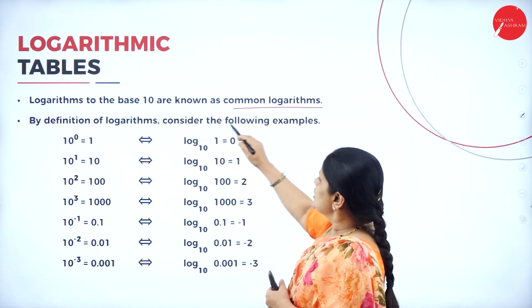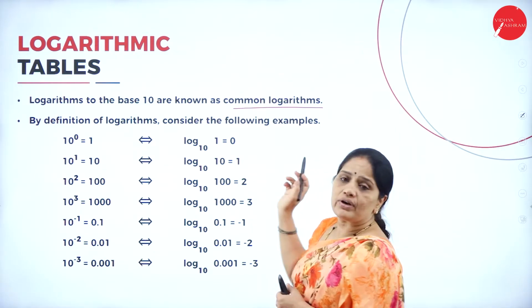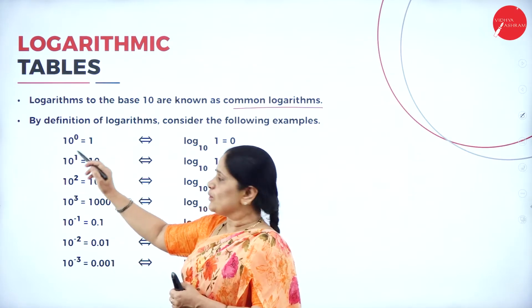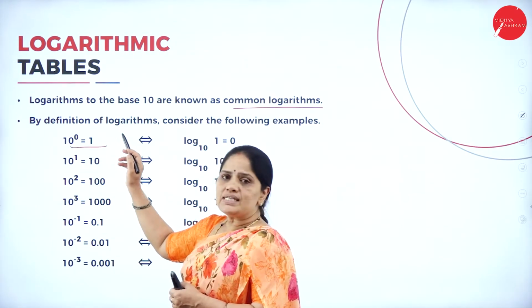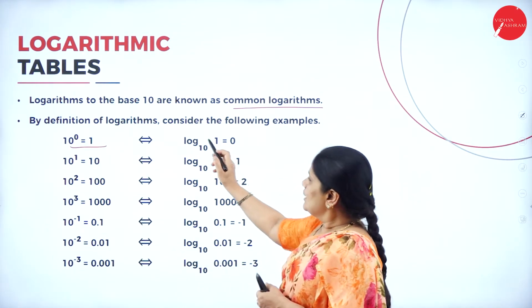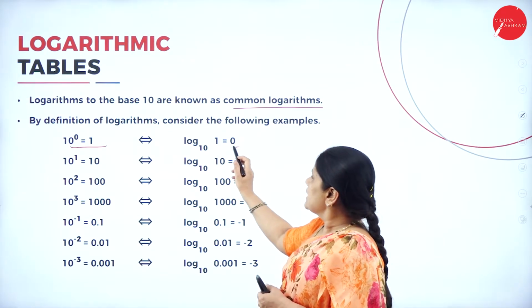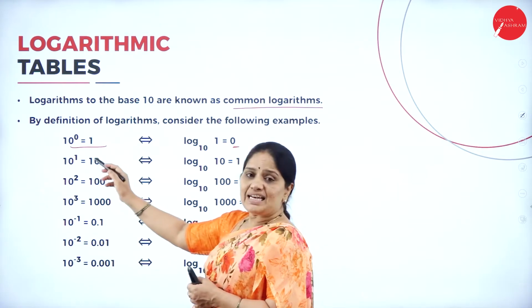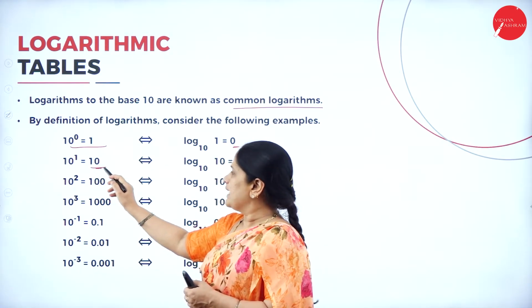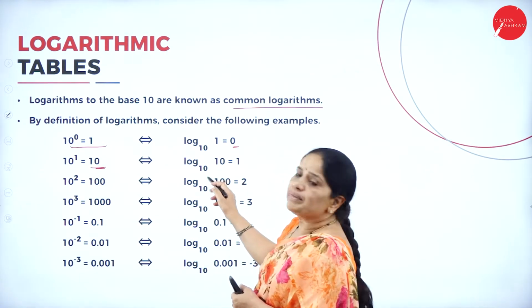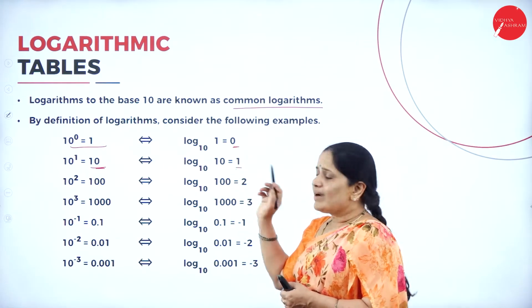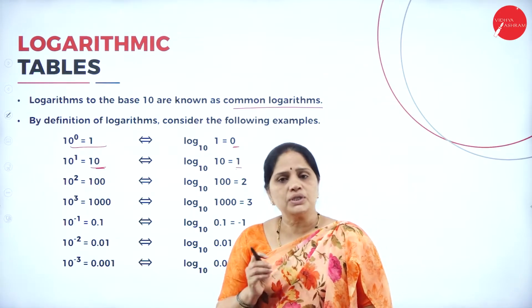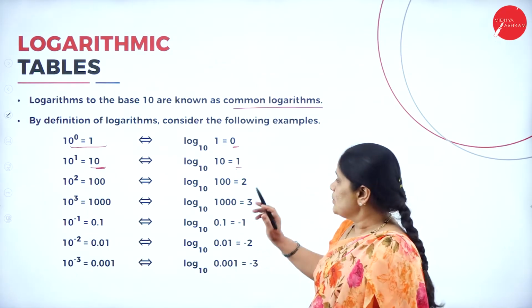So by the definition of logarithms, consider the following examples. Now suppose I give you 10 to the power 0. 10 to the power of 0 is 1. But then log of 1 to the base 10 is always 0. Next, 10 to the power of 1 is equal to 10 and log of 10 to the base 10 is 1. So why is log 10 to the base 10 equal to 1? Because log of any number to the same base is always equal to 1.